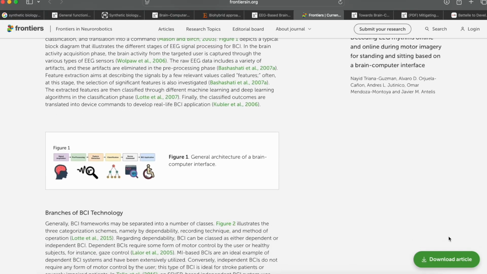And here is Figure 1, General Architecture of a Brain-Computer Interface. We start with the human and the brain, which has signal acquisition. Here it says pre-processing, your feature extraction, classification, device command, and BCI application.